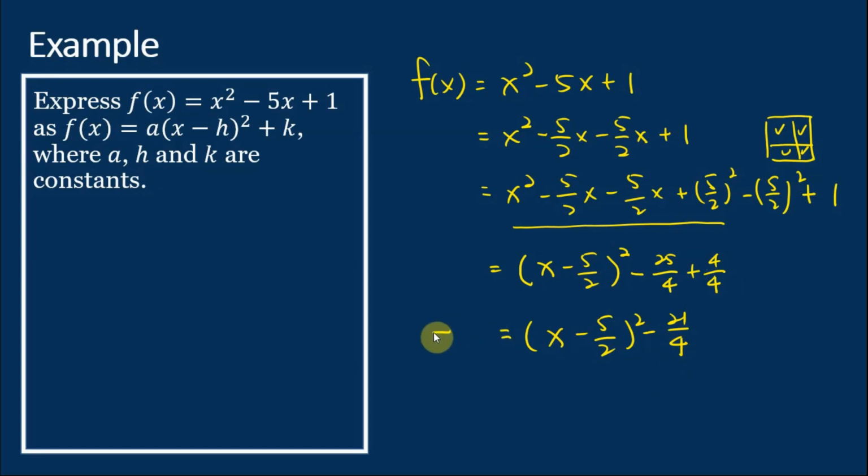So this is in the vertex form: f(x) equals x minus 5 over 2 squared minus 21 over 4. And in our case, our a is equal to 1, because there's no coefficient here, which means it's 1. Our h is equal to 5 over 2. And lastly, k is equal to negative 21 over 4. So this is how to convert a function from the general form to the vertex form by completing the square.